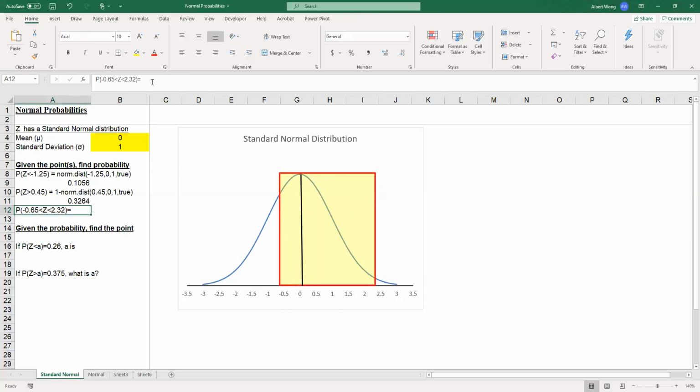So if you want to write this out in Excel, what we can do is to say norm.dist, bracket, 2.32, comma, the mean is 0, standard deviation is equal to 1, TRUE. So that's the area. This is a big area from 2.32 all the way to negative infinity, minus the small area, which is norm.dist negative 0.65. The mean is equal to 0, standard deviation is equal to 1, and TRUE is the parameter.